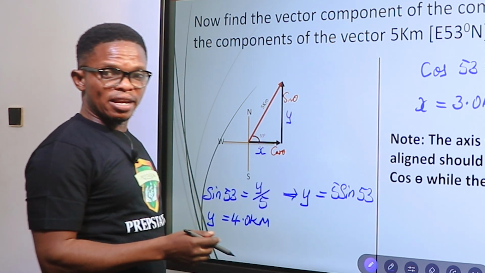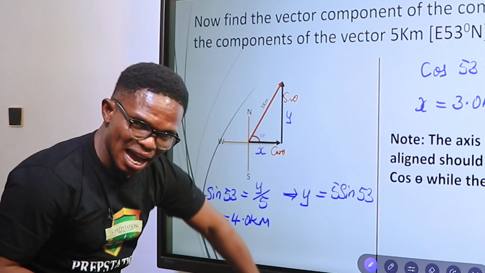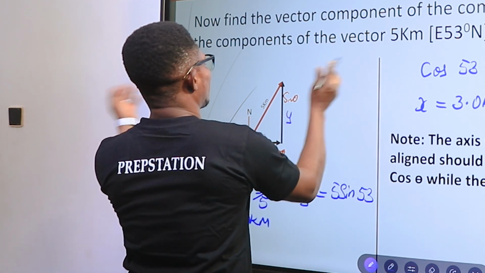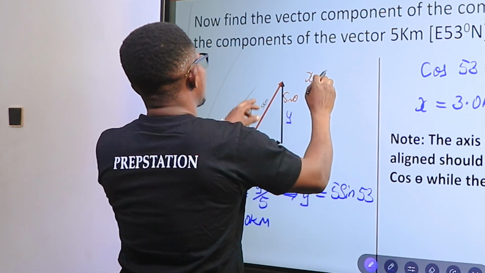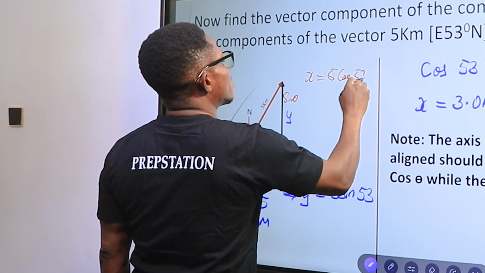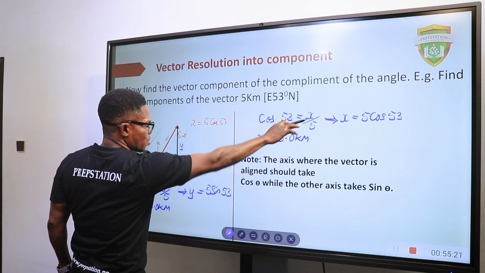I can do this for any vector. Now, what is my reason? This vector is aligned to the horizontal line. Since I know that, I can simply say x is equal to the vector, 5 cos what? 53. I don't need to go through the other method again, and the answer will still be correct. You can see it there.